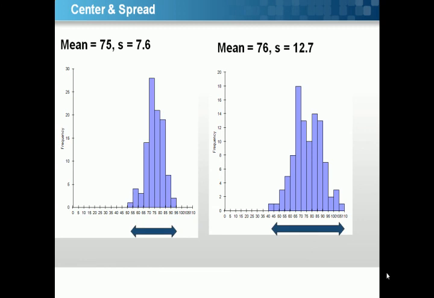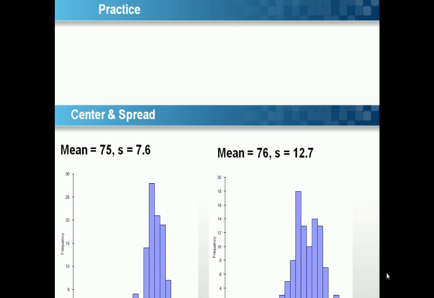This data has less variation. It's less spread out than the data on the right-hand side. You can see that I've designated that with the arrows at the bottom, and you can see that the graph on the right has a higher variability and a higher standard deviation than the graph on the left.